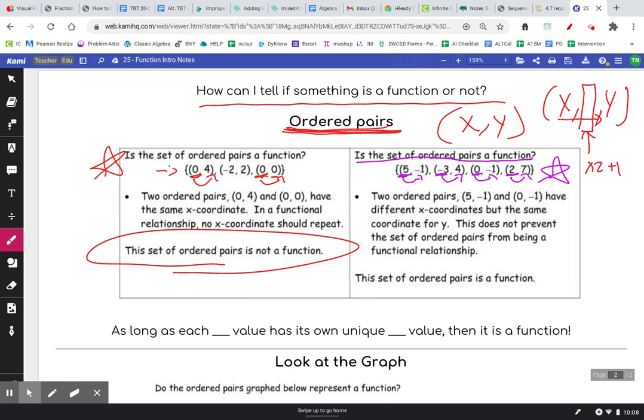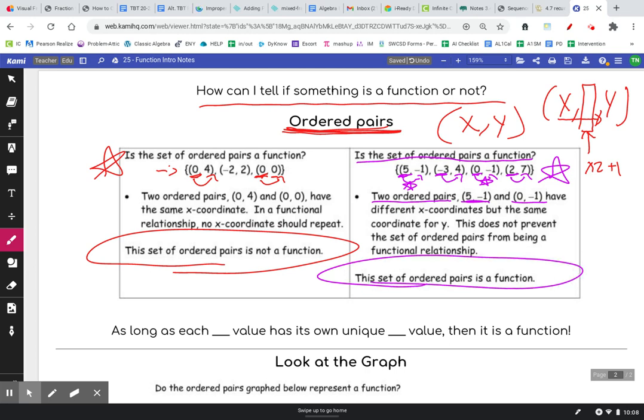Okay, right now, based on this information, we are saying that is a function. And I want you to take note of this. It says 2 ordered pairs, this pair, so our first one, and our second one, have different x coordinates but the same coordinate for y. This does not prevent the set of ordered pairs from being a functional relationship. So this set of ordered pairs is a function.